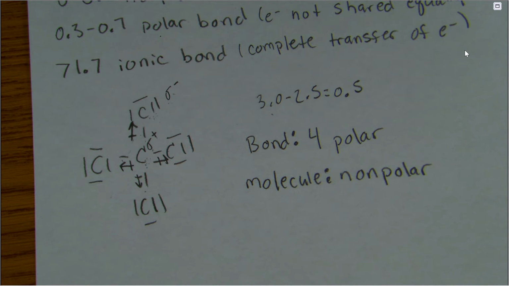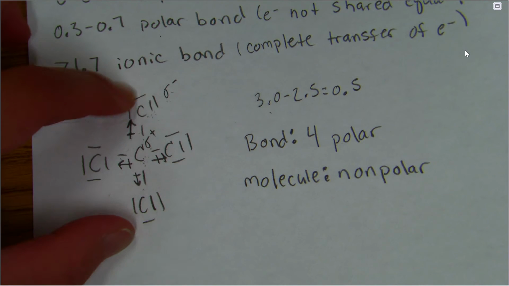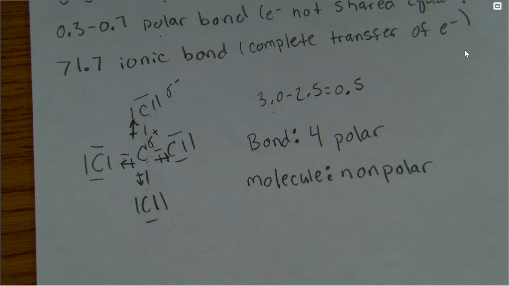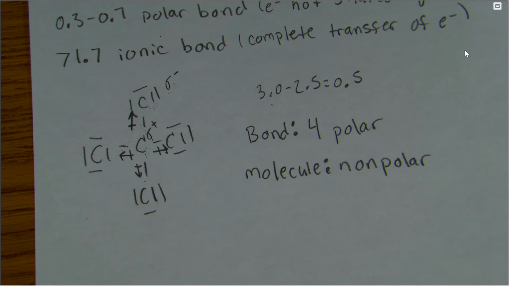And the bonds are going to cancel each other out. So the chlorines in the up and down position, the way I've drawn it, those chlorines are canceling each other out. They are pulling equally in opposite directions. And then the chlorines on the left and right are also pulling equally in opposite directions. So because we have an equal pull overall, we have a molecule that is overall nonpolar.